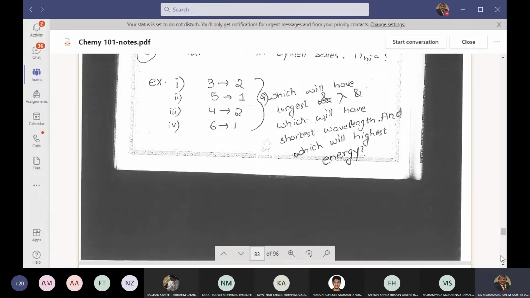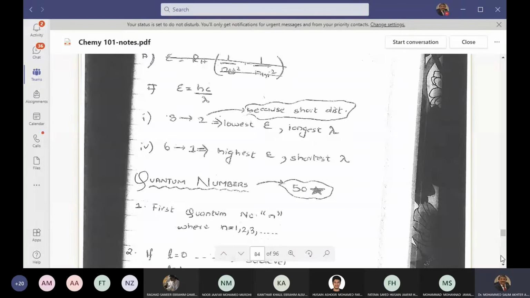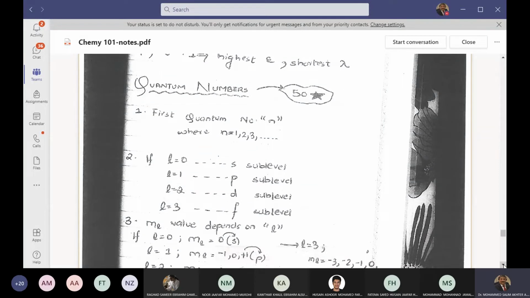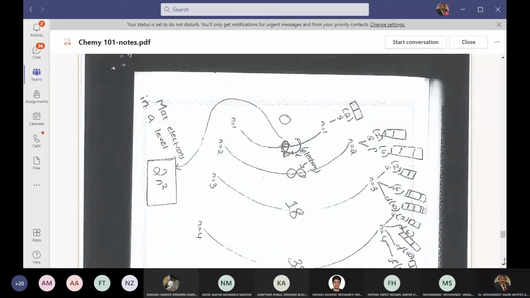Then we talked about quantum numbers. Quantum numbers, my friend, are very, very important. Quantum numbers are used to locate an electron in a given atom, to find the probability of finding an electron in a given atom. And before that, I gave you the picture after the nucleus. I will come to this page later. First, let me go down. So this is my picture, my friend.